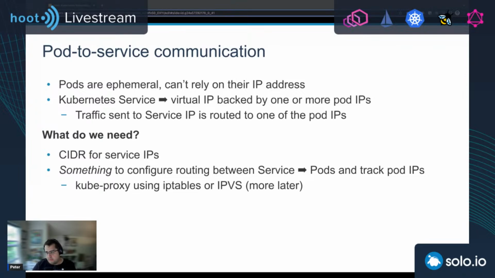So when you create a Kubernetes service, it will give you a virtual IP address, and that IP address is backed by one or more pods. What that means is whenever you send traffic to that service IP, the traffic will get routed to one of the backing pod IPs.